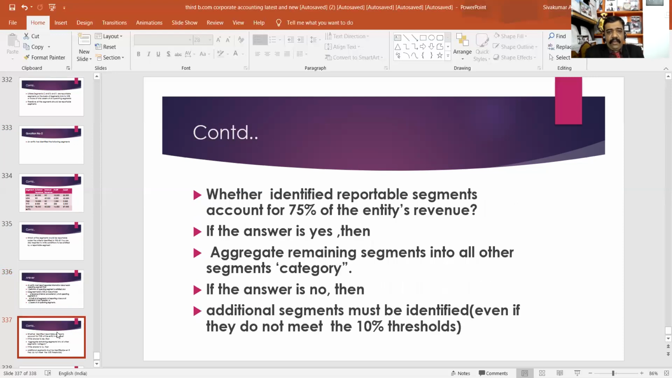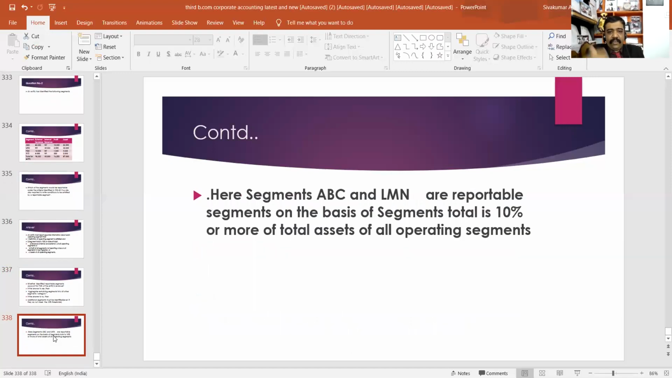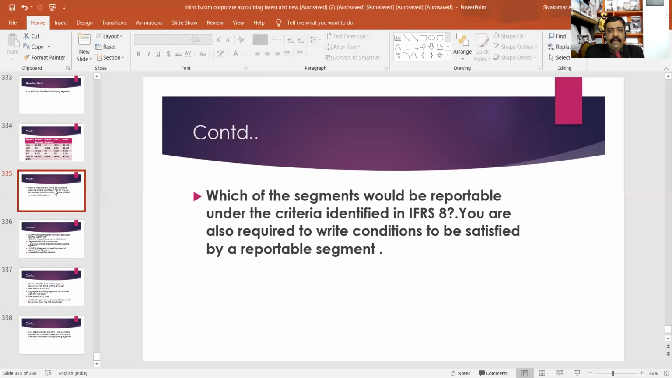Likewise, you have to find out whether the identified reportable segments account for 75% of the entity's revenue. If the answer is yes, then aggregate the remaining segments into the all segments category. If the answer is no, then additional segments must be identified even if they do not meet the 10% threshold. Those are the conditions. Now, on the basis of those conditions, you have to find out which of the segments would be reportable under the criteria identified in IFRS 8.